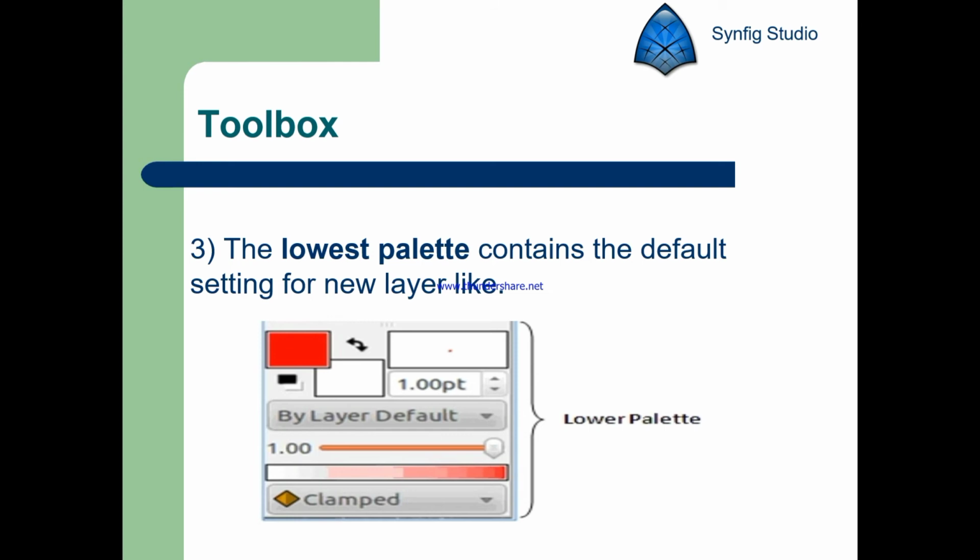Then we have a gradient. Gradient is one type of layer which is used to mix two or more colors, used for the foreground color as well as the background color. It means we are mixing two or more colors in a single area, that we call a gradient.